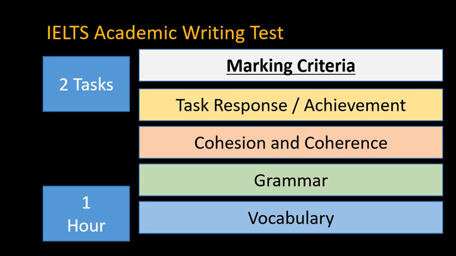Grammatical range and accuracy, or grammar. So I've tried to use a range of different grammar. The task 1 question was quite unusual in that it had future tense in a line graph. That doesn't normally happen, but there we go. And vocabulary, again, I think I've done quite well in my vocabulary. I've used quite a wide range, and I've tried not to use the same vocabulary too often.